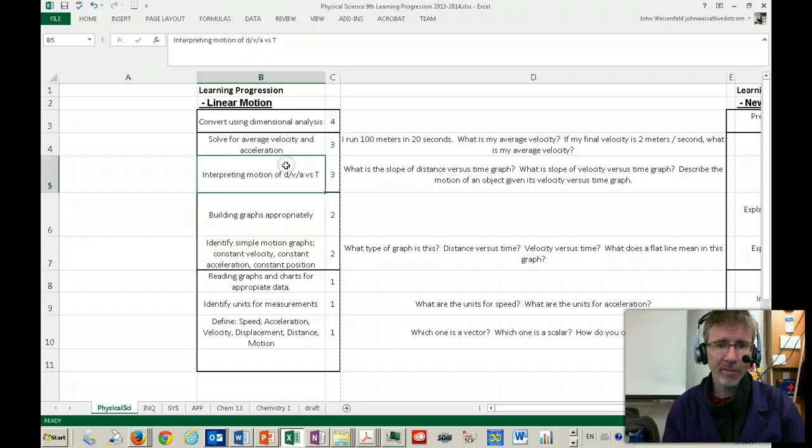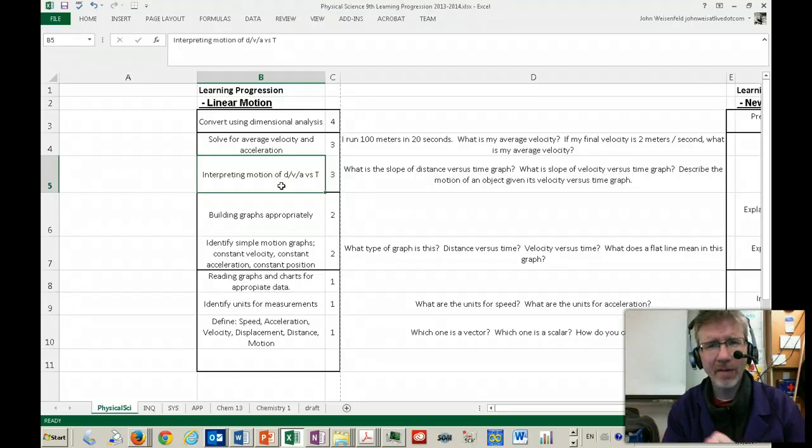Also, interpreting the motion of a distance, velocity, acceleration versus time graph. What's the slope on a distance versus time graph? Can you calculate that? Can you tell me what that means? Likewise, for the slope of a velocity versus time graph, can you calculate that? Can you tell me what that means physically? So the slope of a velocity versus time graph is acceleration, for instance.